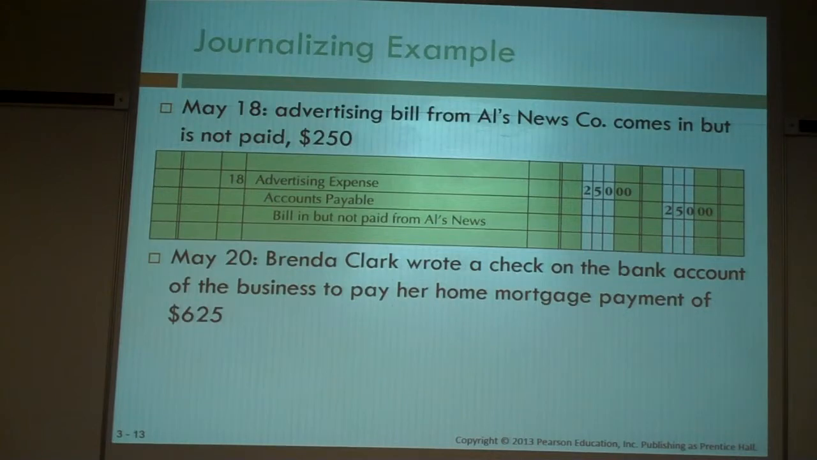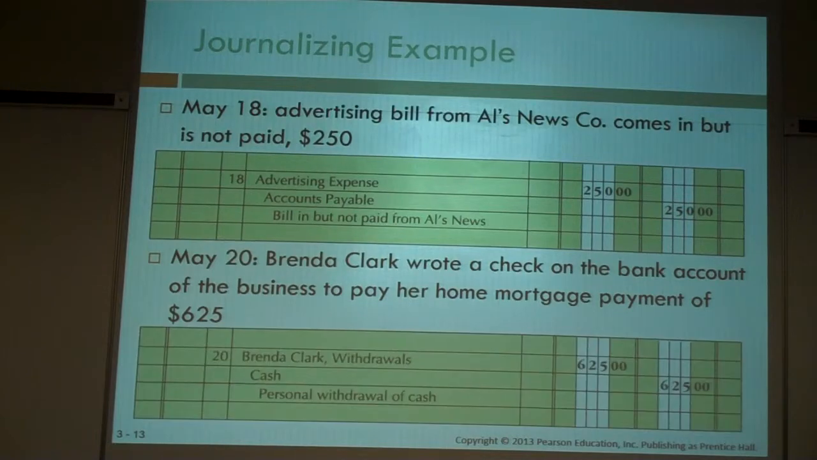Brenda Clark wrote a check on the bank account of the business to pay her home mortgage payment of $625. Oh. Can she do that? Yeah, she's the owner. But we have to keep track of it, don't we? Yes. Brenda Clark, comma, withdrawals, and then cash.